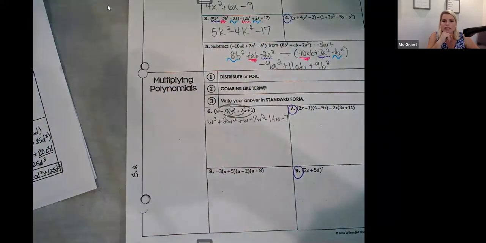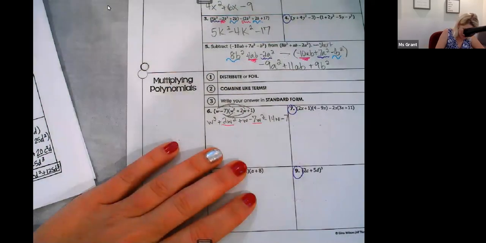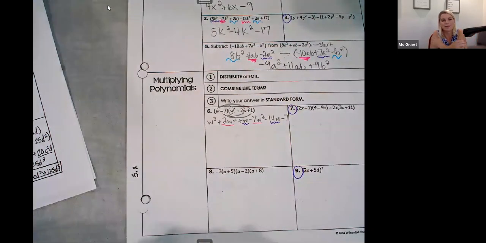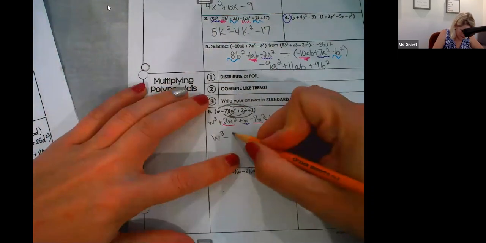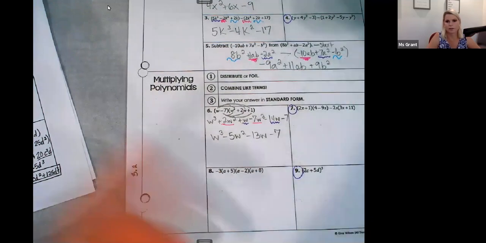I can put the W squareds together, and then I can put just the plain old W's together. W cubed, it's all by itself. All alone. Okay. 2W squared minus 7W squared, negative 5W squared. W minus 14W, 1 minus 14, negative 13W. And then negative 7. Good. Number 8.